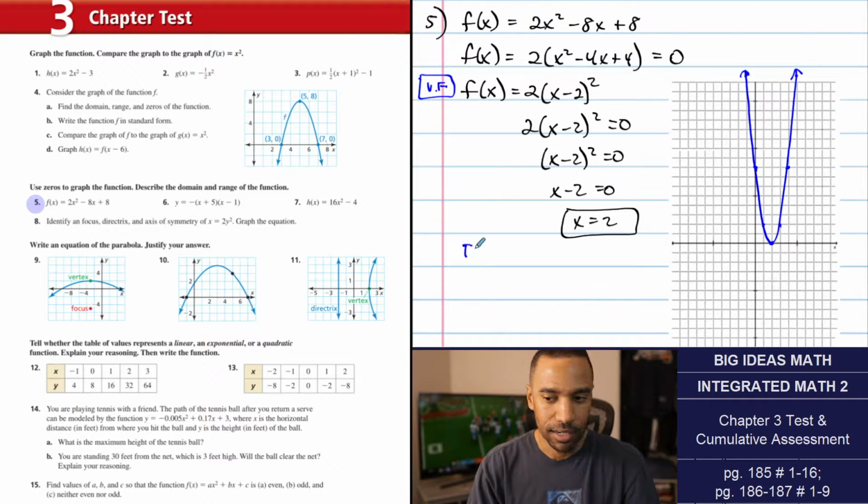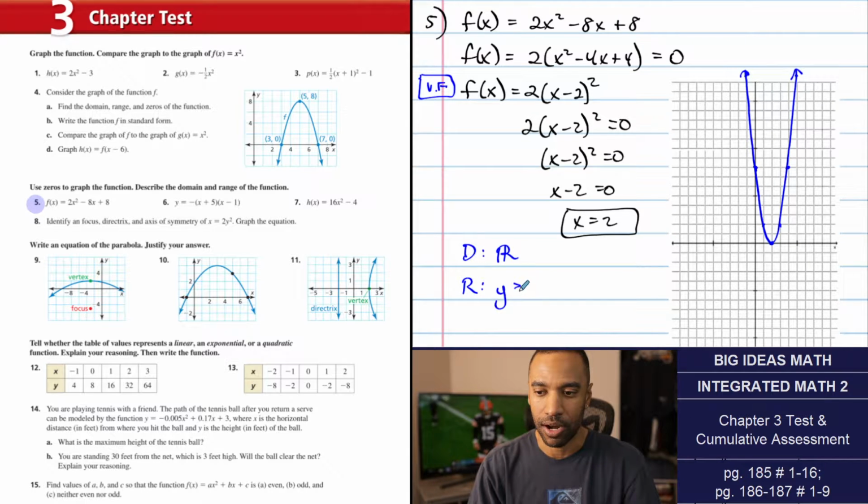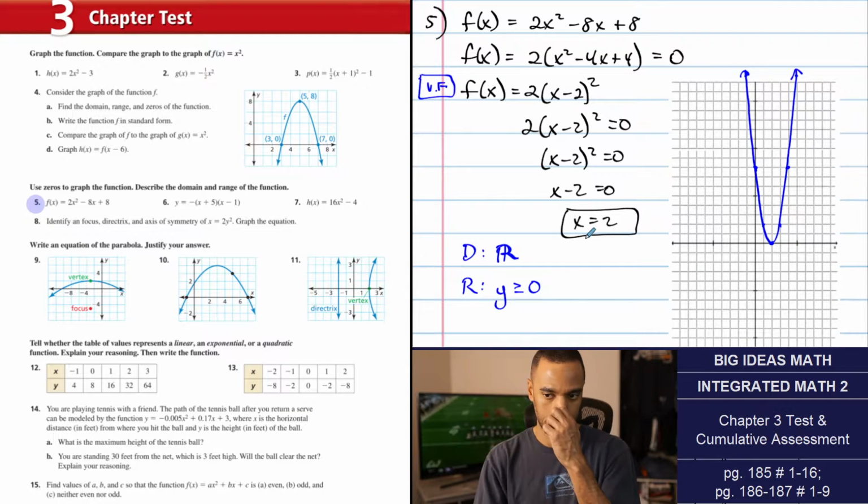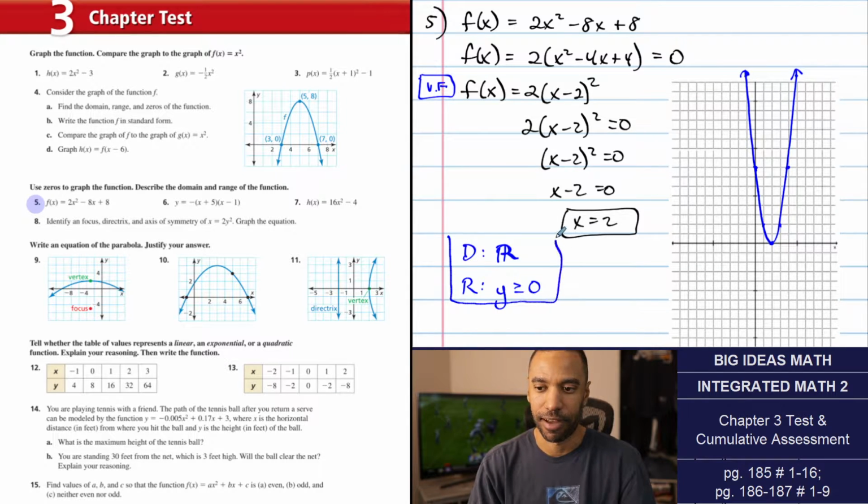The domain is all real numbers. All these are pretty much expected to have all real number domains. Range is going to be y is greater than or equal to 0. Okay, that's number 5.